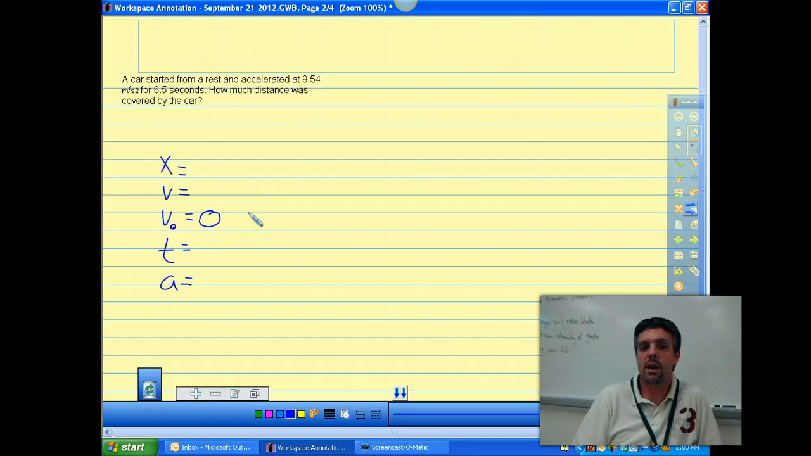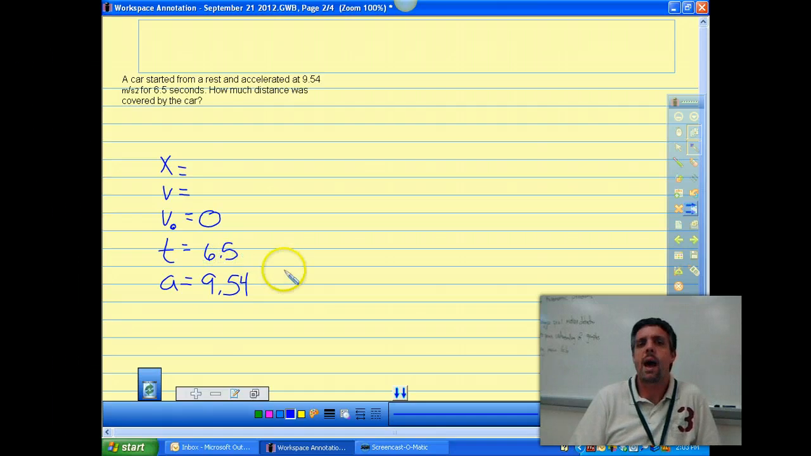It started at rest, and it accelerated at 9.54 meters per second squared. Look at the word accelerated, okay? For 6.5 seconds. Most of us know that that means time. All right. How much distance was covered? How much distance, displacement? There we go. Okay.